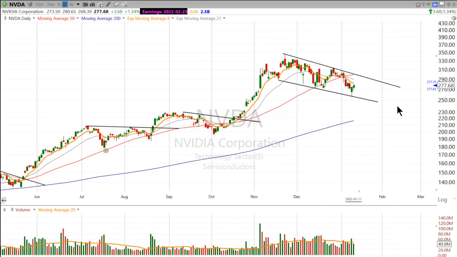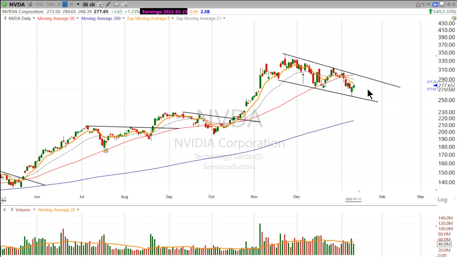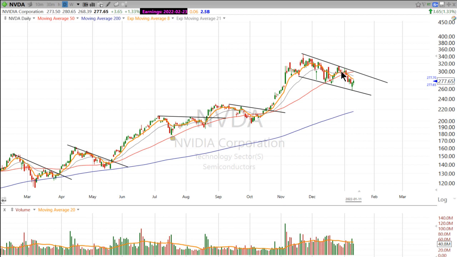And the great thing about having a pattern that you spot is you don't end up getting chopped in this mess once you can determine what you think the stock is doing. So I'm going to keep an eye on NVIDIA here to break out of this channel or consolidation period above and do it on volume.